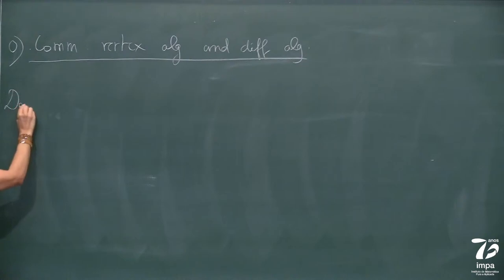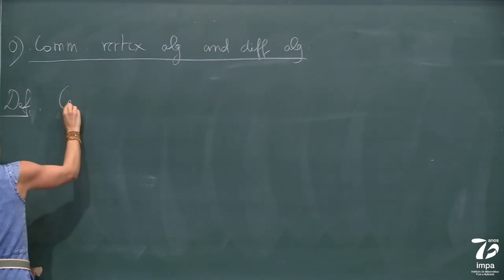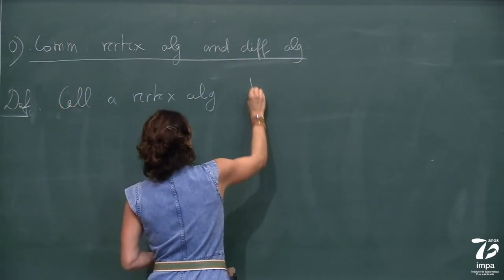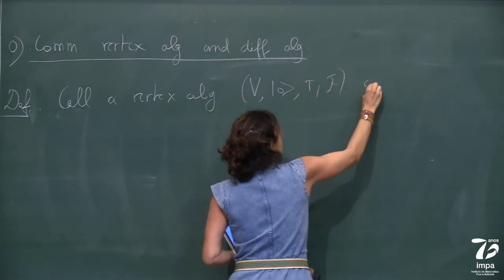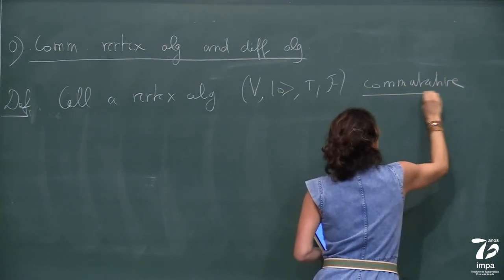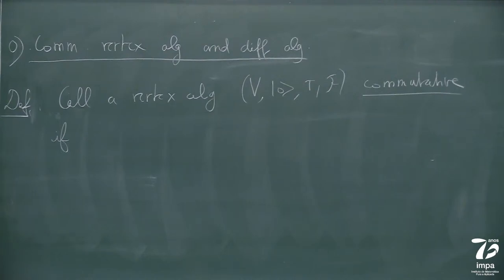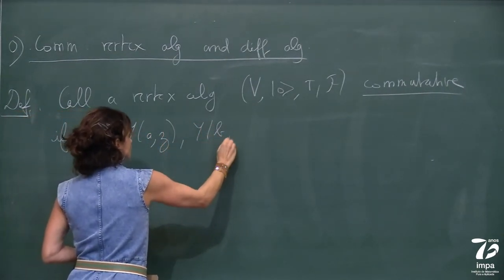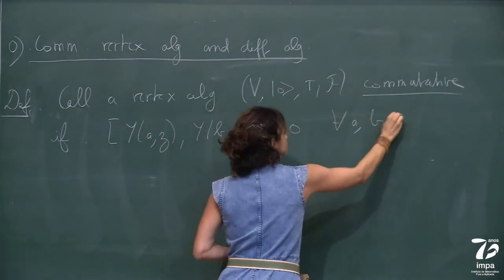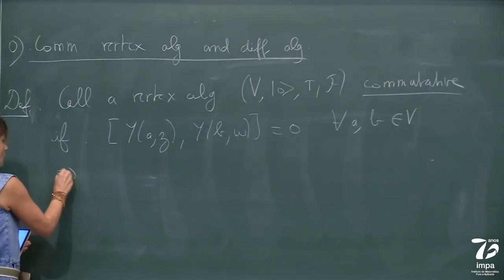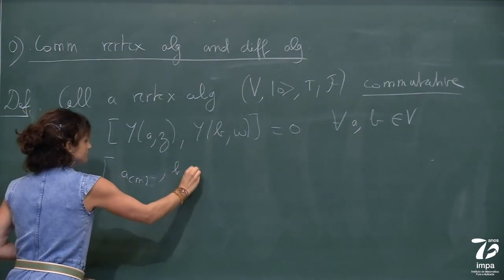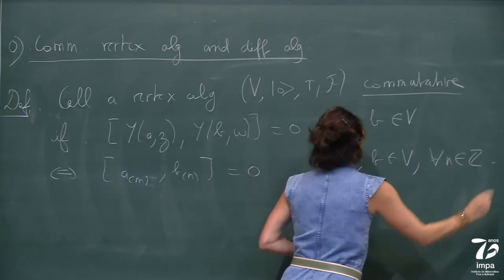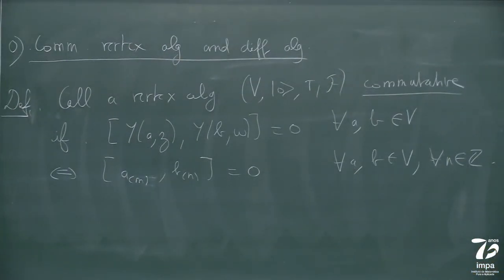Okay, so as you can expect, we call a vertex algebra commutative if all fields corresponding to elements in V commute. I'm keeping the notation of Jethro. So in other words, if you have this relation for any a, b in V. All right? So this is equivalent to all corresponding endomorphisms commuting, for all a, b in V and all integers n. And this first equivalence is clear.